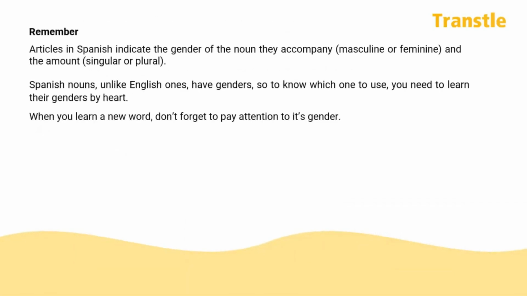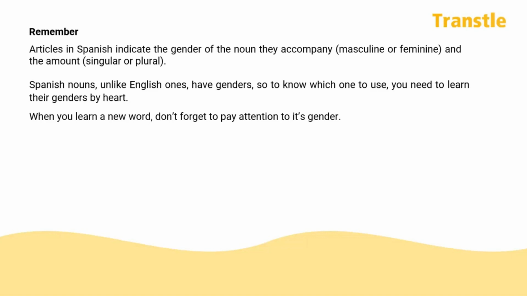Articles in Spanish indicate the gender of the noun they accompany, masculine or feminine, and the amount, singular or plural. Remember that Spanish nouns, unlike English ones, have genders. They are feminine and masculine nouns, so to know which one to use you need to learn their genders by heart. When you learn a new word don't forget to pay attention to its gender.